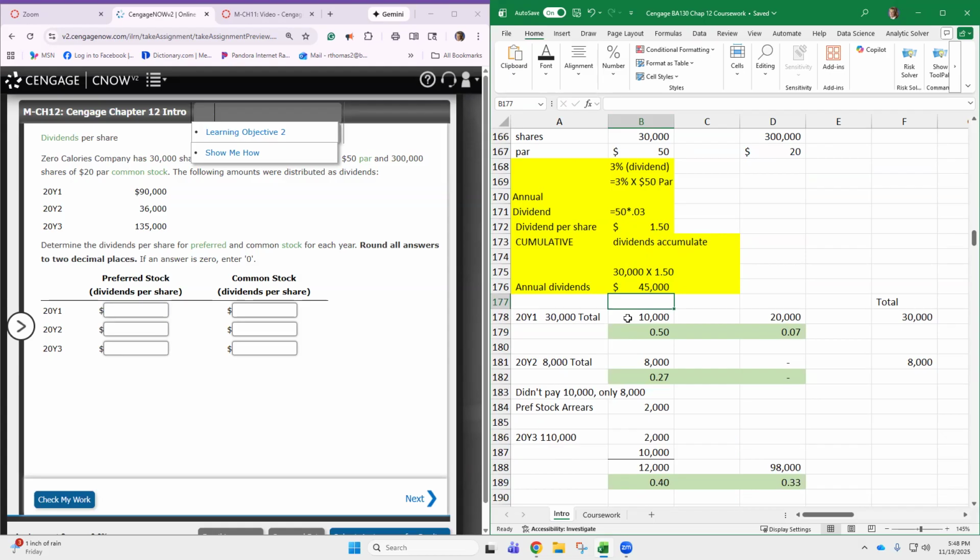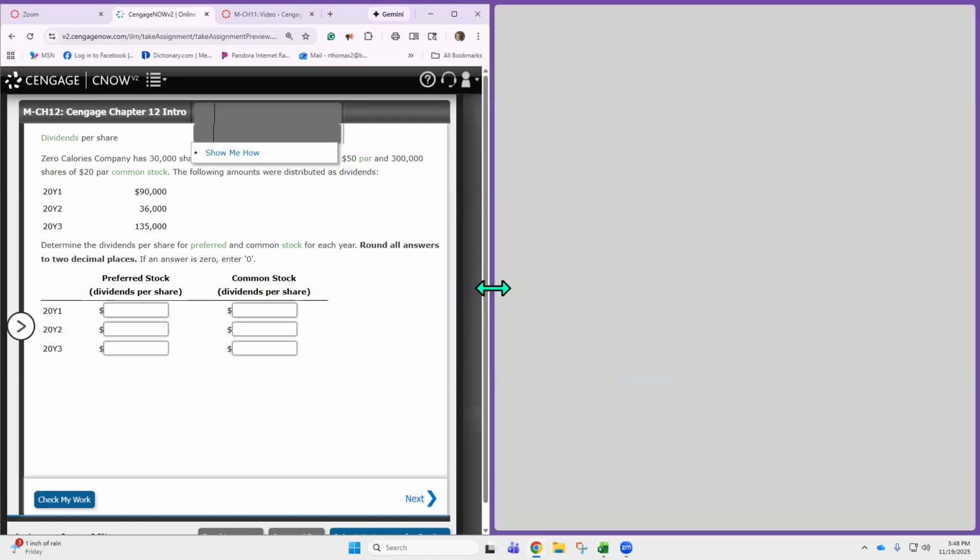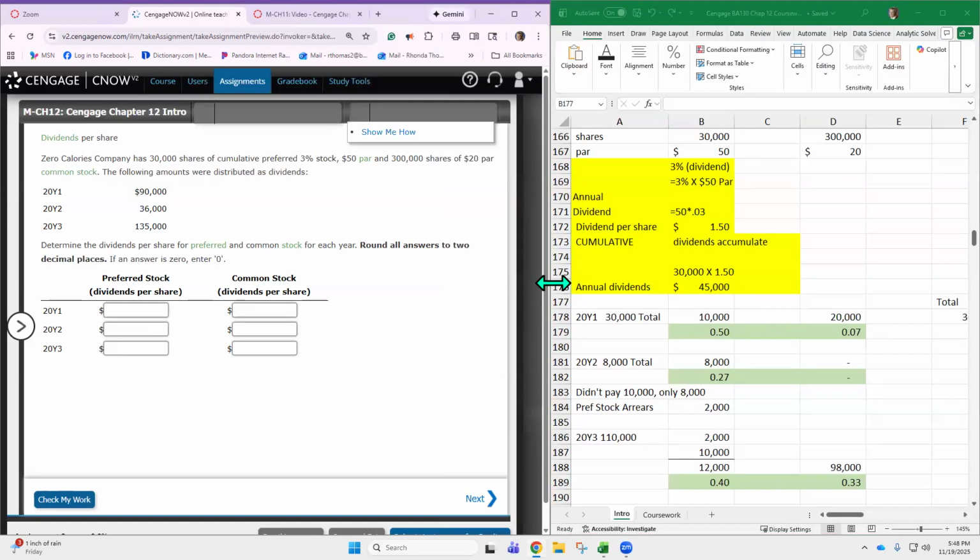If that cumulative wasn't there, we wouldn't be worrying about paying them or back paying them, right? We would not worry about back paying them, but we have to worry about back paying them because it's got the cumulative feature. And once again, when you see the percentage of preferred, that's the dividend amount times the par. That's how much dividends they're supposed to get per share. All right, so let's see what we can do here.